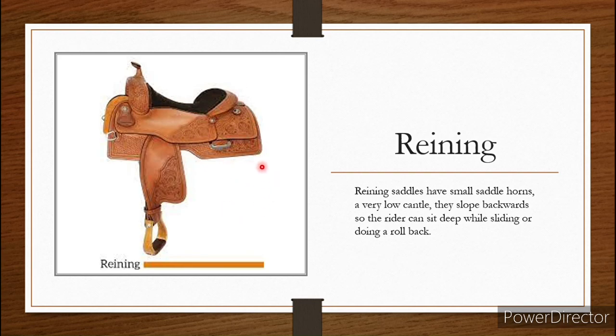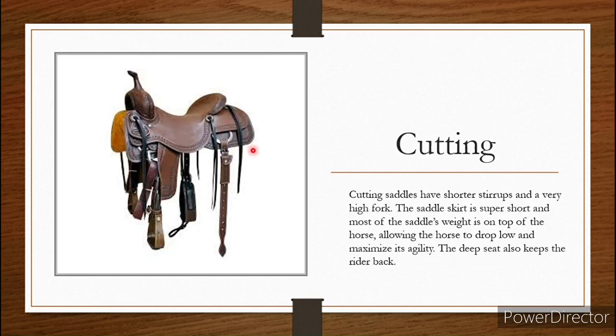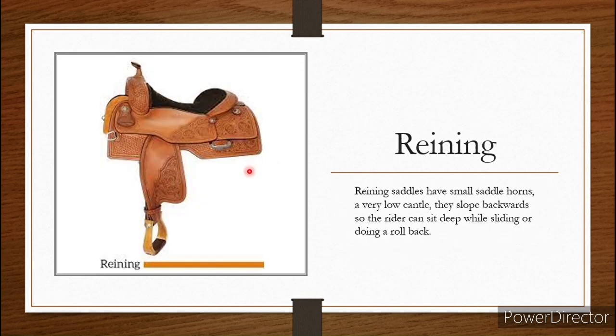That's because with the next few saddles, roping, cutting, reining, you're not going to hold anything on the back of your saddle. So they really don't have to have them. If they do, it's for looks. Reining saddles have very small saddle horns. They have a very, very low cantle, and they slope upward.